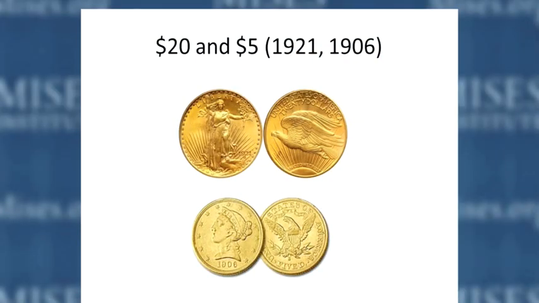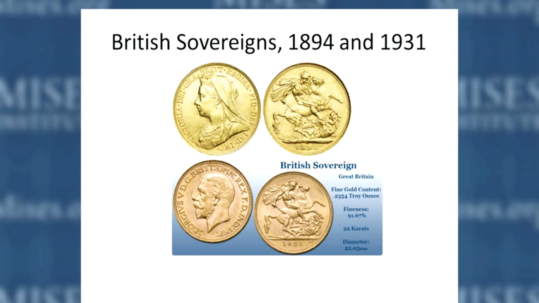So the money unit, again, is a certain weight of gold. All countries are on the gold standard. Pounds, dollars, francs are just different names for different weights of gold. They are all gold money. Here are $20 and $5 gold coins from 1921 and 1906, respectively. They don't look much different from the British sovereigns that existed in 1894 and 1931.